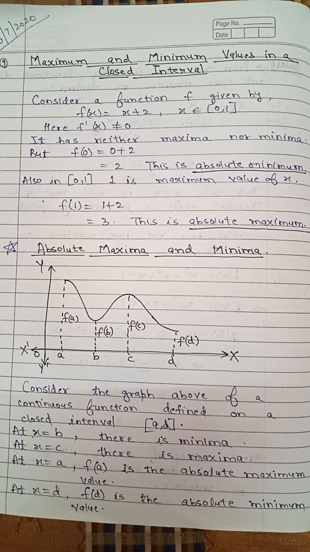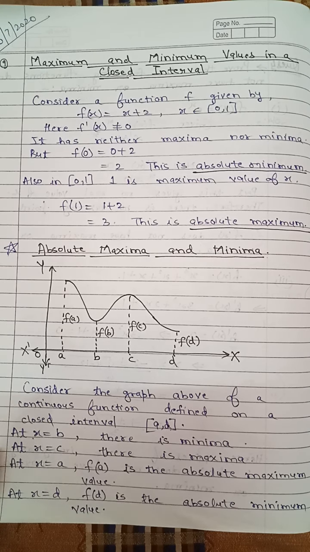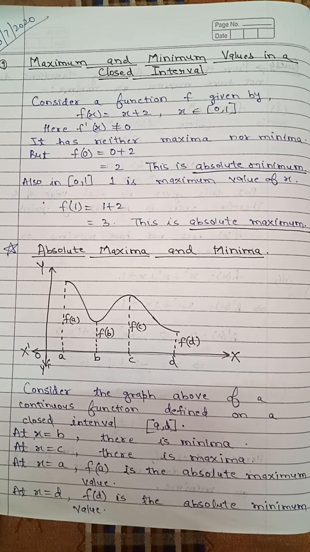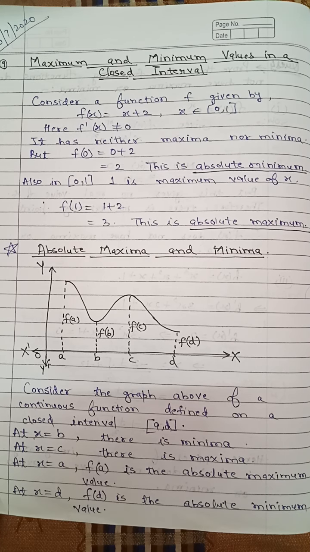So this is our ninth video of chapter 6, moving towards the last topic of the chapter. This is about the absolute maxima and absolute minima. Suppose we are given a function f(x) = x + 2.